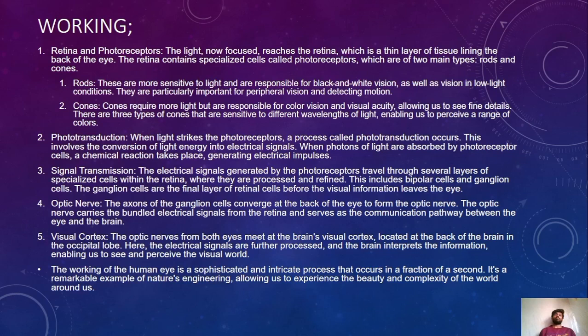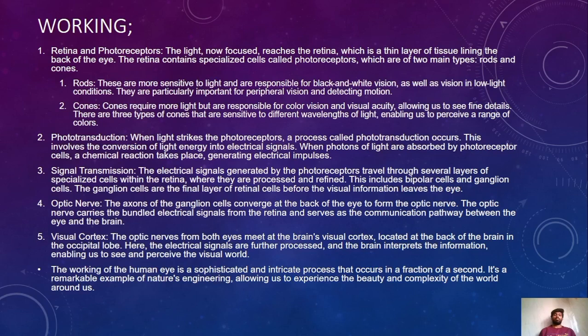Signal transmission. The electrical signals generated by the photoreceptors travel through several layers of specialized cells within the retina, where they are processed and refined. This includes bipolar cells and ganglion cells. The ganglion cells are the final layer of retinal cells before the visual information leaves the eye.